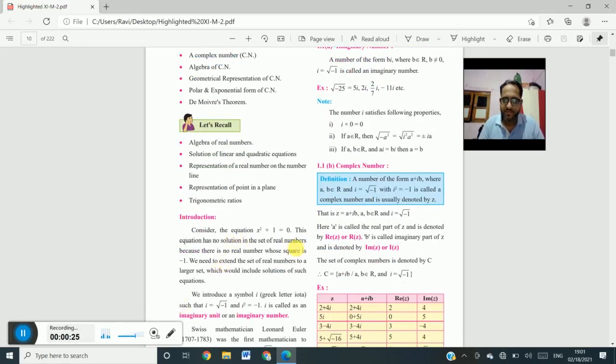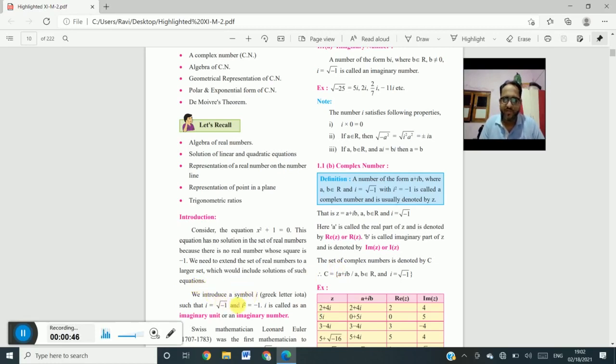So consider x square plus 1 equals to 0. This is an equation which has no solution in the set of real numbers because there is no real number whose square is -1, right? So we need to extend the real numbers to a larger set.